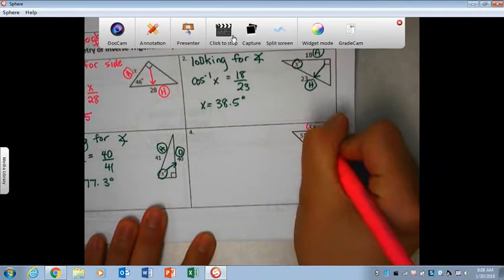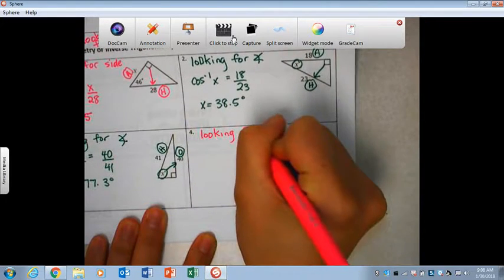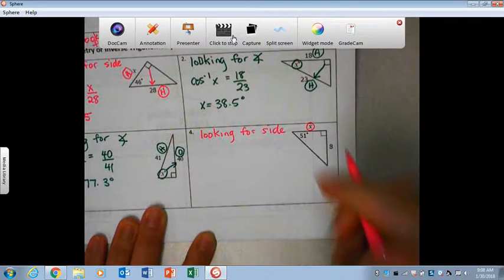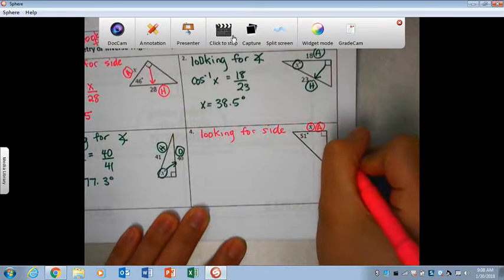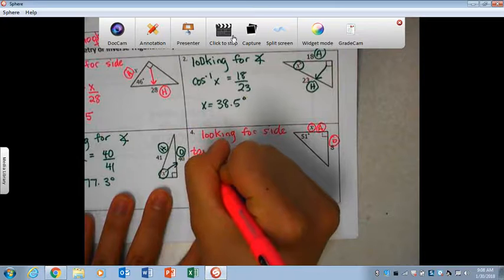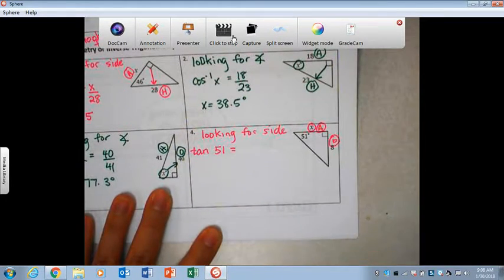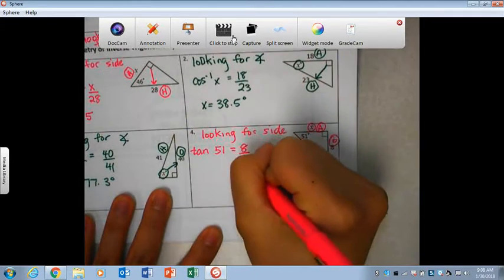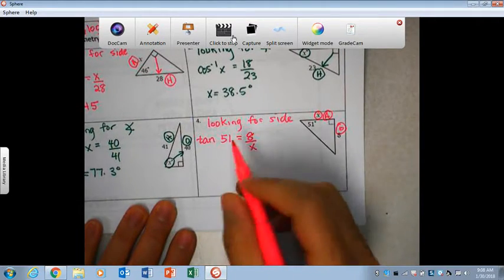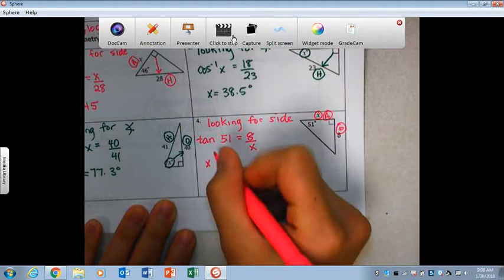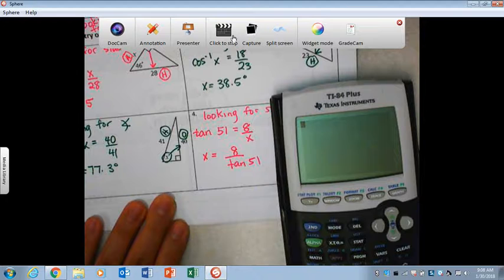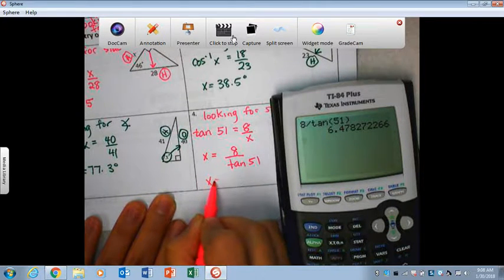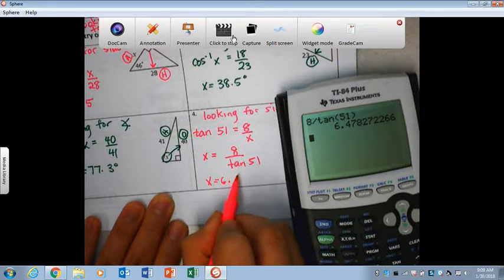Okay, and then finally let's look at number 4. Alright, here x is a side, so you're looking for a side. Okay, we're going to use regular trigonometry. Let's label. According to 51, x is adjacent, and then according to 51, 8 is opposite. So we're going to be using tangent of the angle 51 equals 8 over x. Okay, so again, remember when you have x as a denominator, we've got to do that trick that Ms. Ferber taught you. So this is now going to be x equals 8 over tangent of 51. So clear it. So you go 8 divided by tangent of 51. Hit enter. Our side is approximately 6.48.